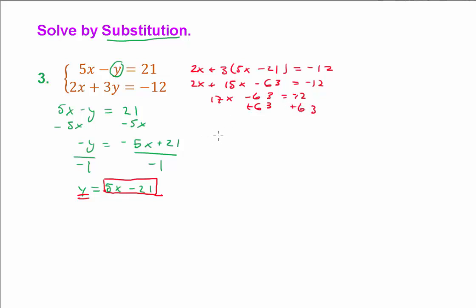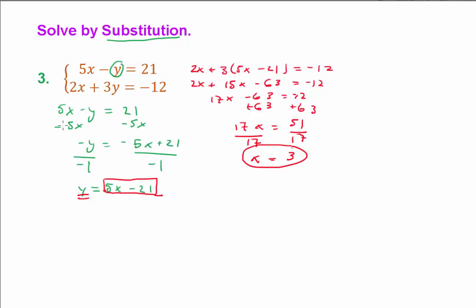And so what we have here is 17x is equal to 51, and divide by 17, and you have x is equal to 3. So this produces 1/2 of the solution. Now remember, you're looking at two values. You're looking at a value for x and also y, so don't forget that.